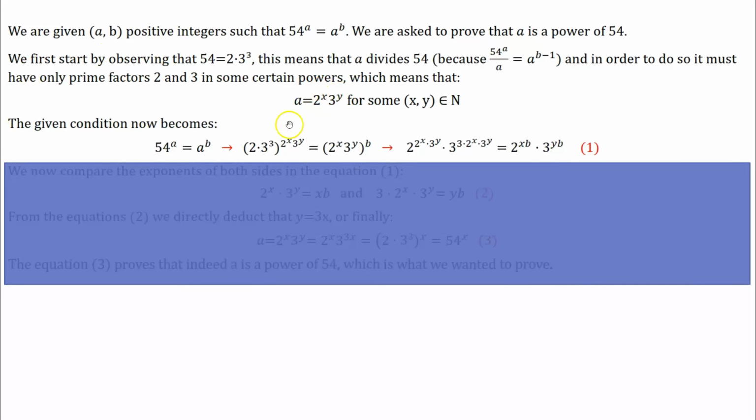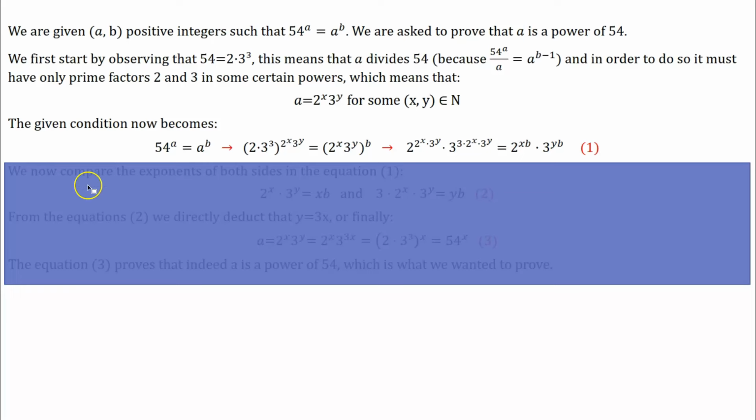So it can be represented, as we said, as 2 times 3 to the third, all of it in the power 2 to the power x times 3 to the power epsilon, which is equal to a, which can be expressed, as we said, as 2 to the power x times 3 to the power epsilon, all of it in the power b. So we have substituted the value of a in both sides of this given equation.